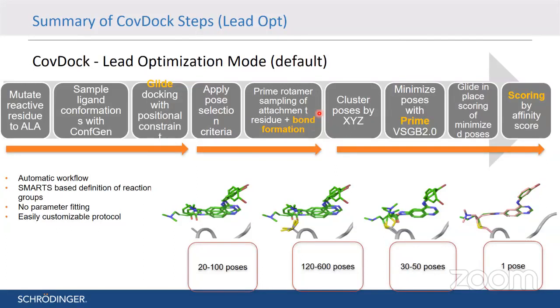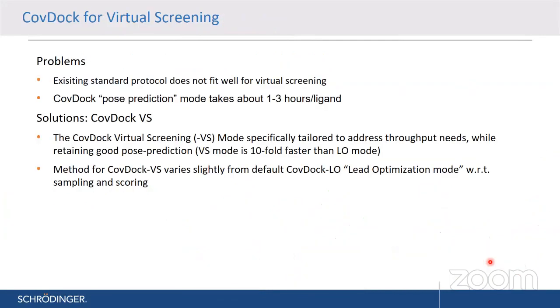Then Prime will do the rotamer sampling of the attachment of bond formation, and it will cluster based upon the XYZ coordinates. Then it performs the minimization of the pose. Then Glide will perform the scoring of the poses, and at the end you get the affinity score for the same. So you can see the number of poses that are refined, and the number of poses to report. The whole process is automated, so you don't have to worry about it. Each process is properly calibrated and scored, so you get the best outcome.